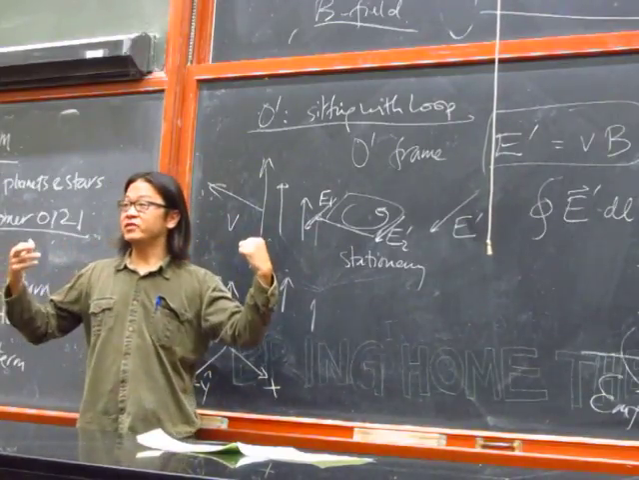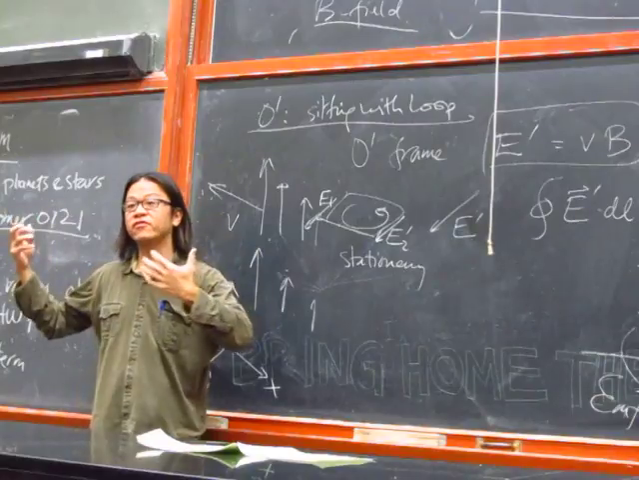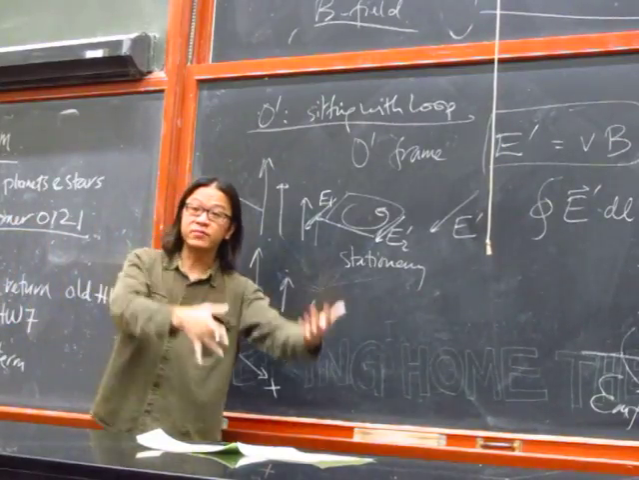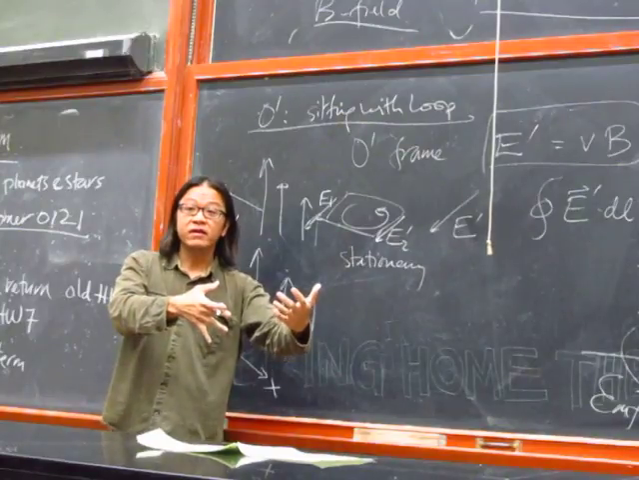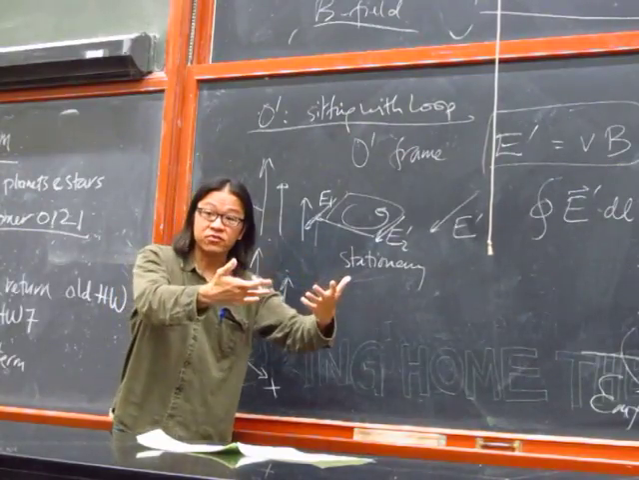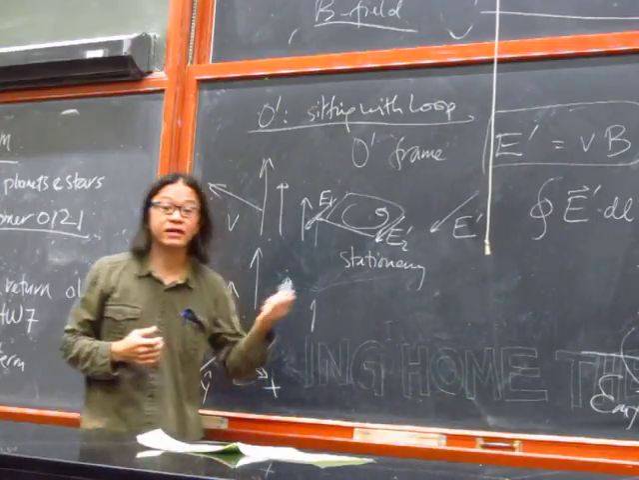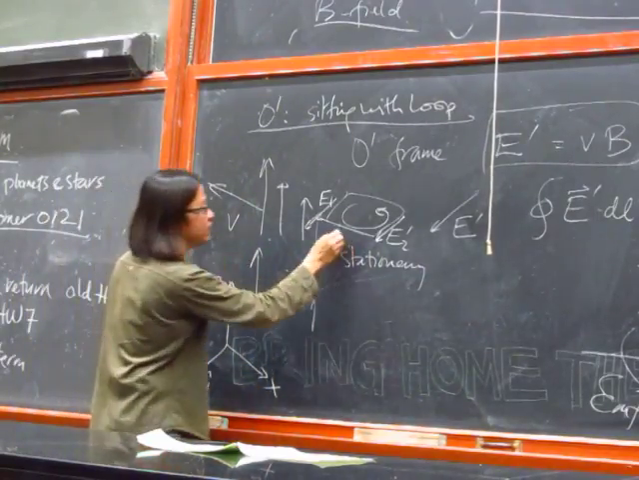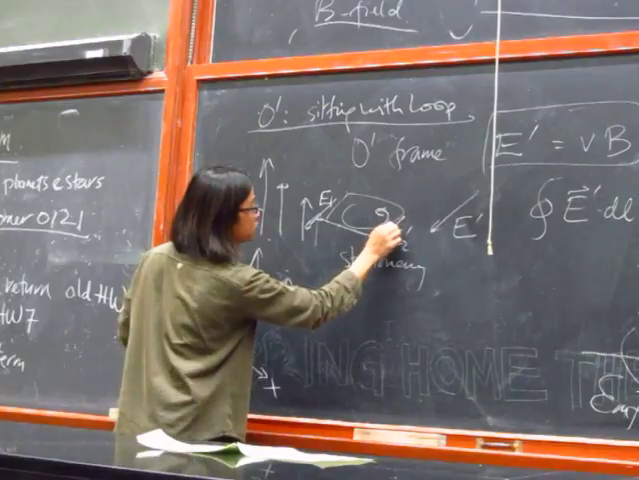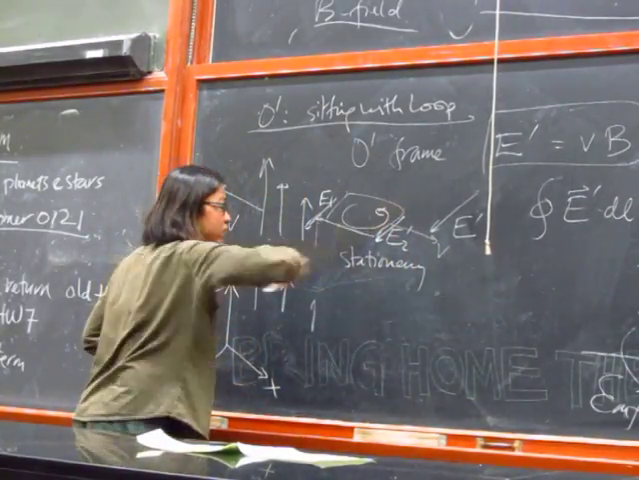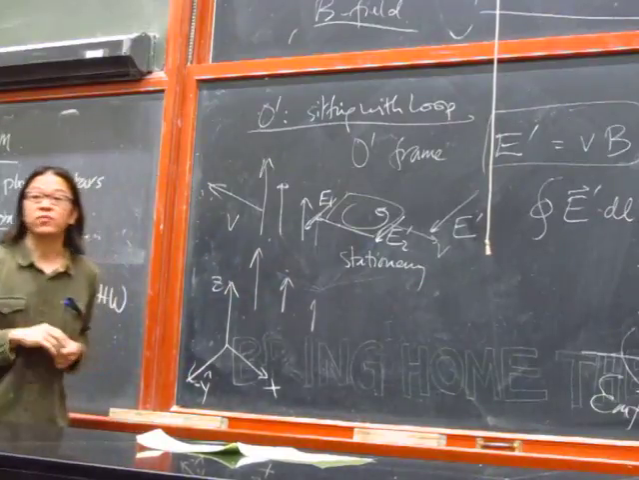Remember we talked about the special frame, a special frame where the E field is 0. Then in the moving frame, there is an E field that is just v cross B. And that's what I'm doing, v cross B. This loop was moving in that direction with velocity v, so v cross B, you get an E field in the minus y direction.